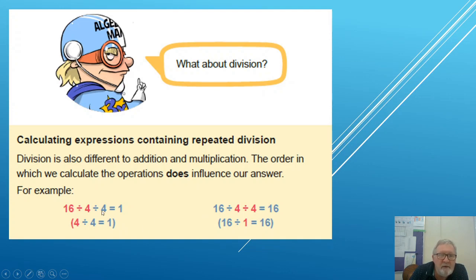So 16 divided by 4 is 4. The pink one's done first. And then 4 divided by 4 gives us 1. In this particular case, if I was to do it out of order and do 4 divided by 4 first to get 1, then 16 divided by 1 is going to give me 16. Answer is completely different. First one is correct. Work left to right.